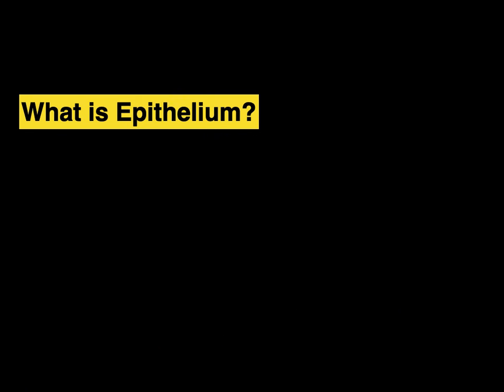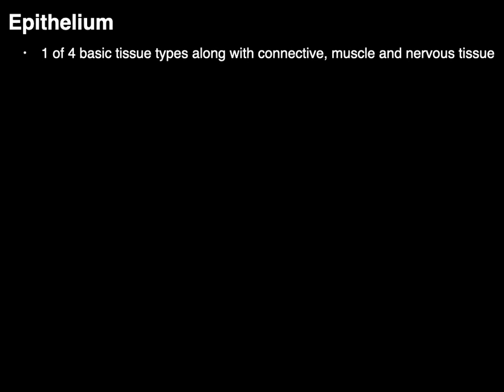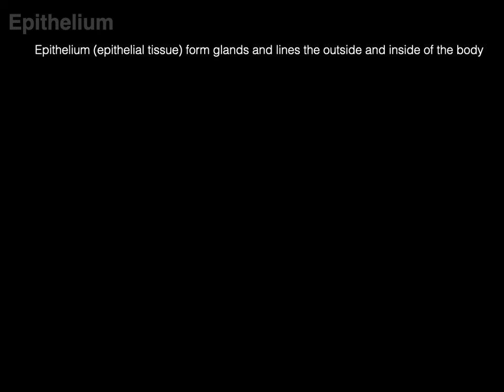So first thing is, what is epithelium? Well, epithelium is one of the four basic tissue types in the body, which is along with connective tissue, muscle, and nervous tissue, which are the other three. And epithelium, also known as epithelial tissue, forms glands and lines the outside and inside of the body.